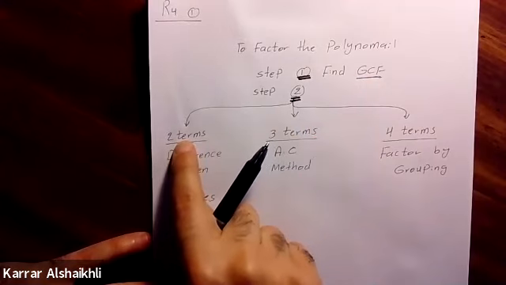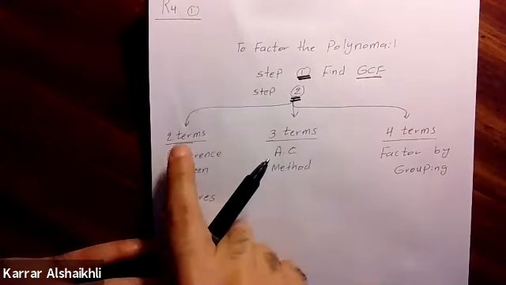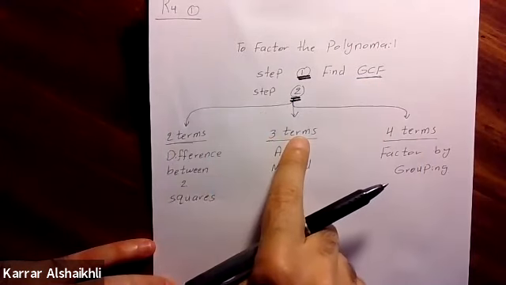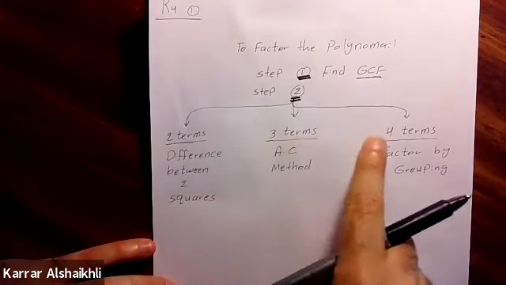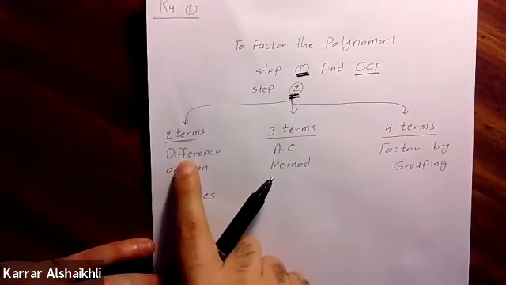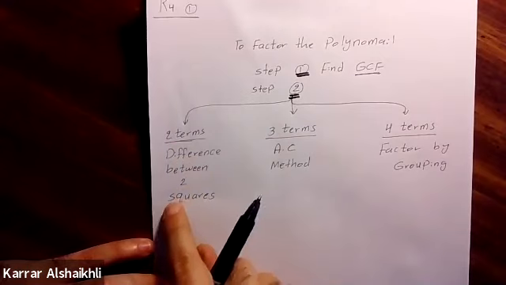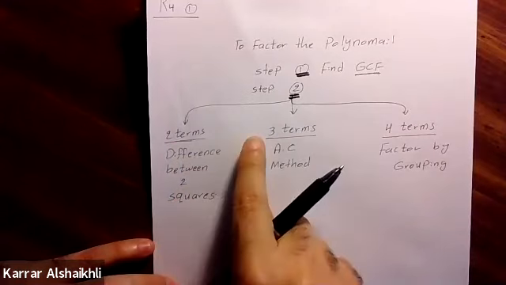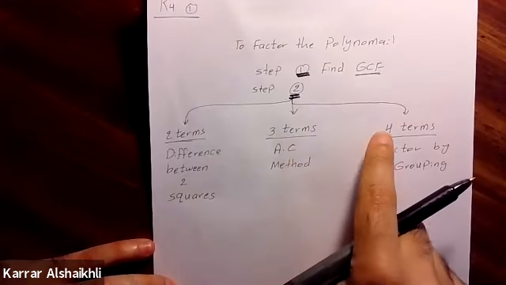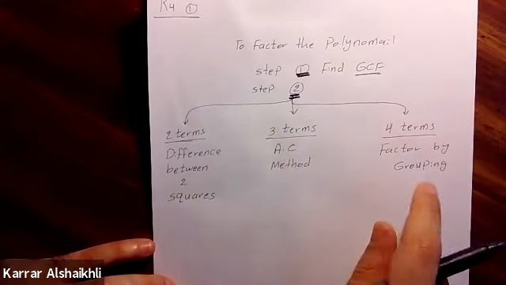If you have 2 terms, like a polynomial with 2 terms, which is a binomial. If you have 3 terms, that means trinomial. If you have 2 terms, we're gonna use this method. It's called difference between 2 squares. If you have 3 terms, you're gonna use the AC method. And if you have 4 terms, you're gonna use factoring by grouping.